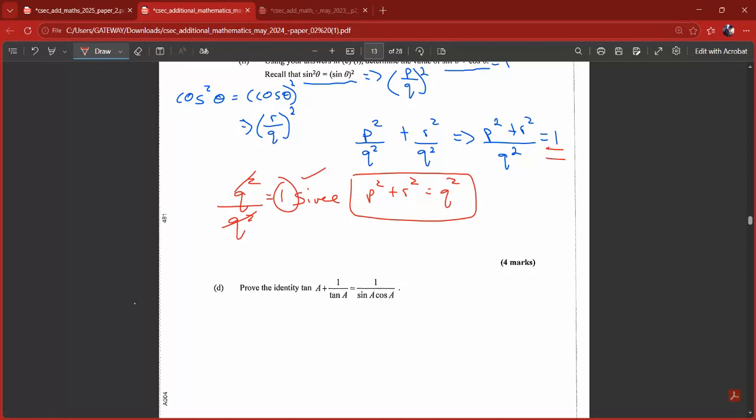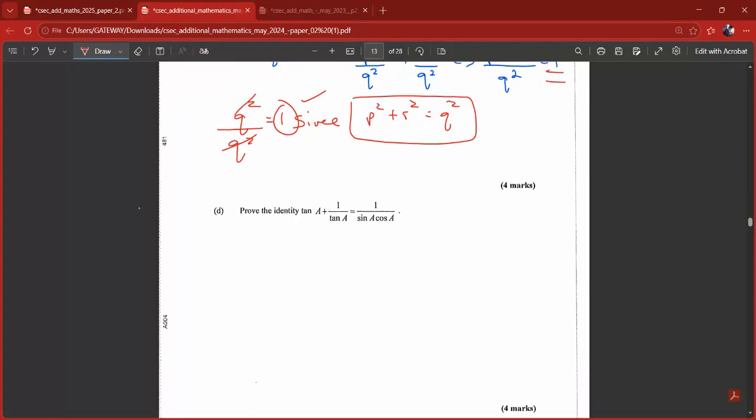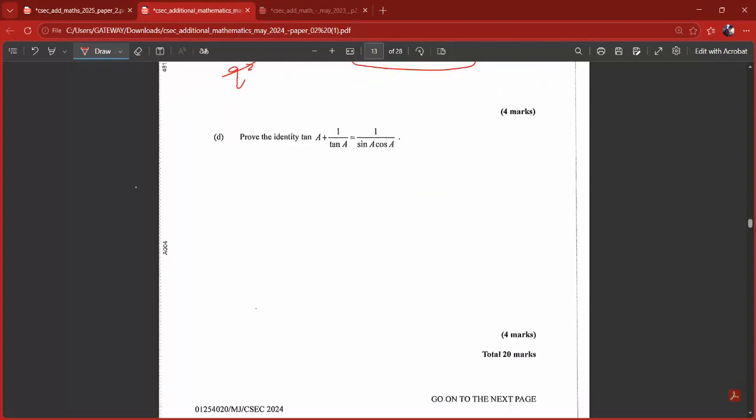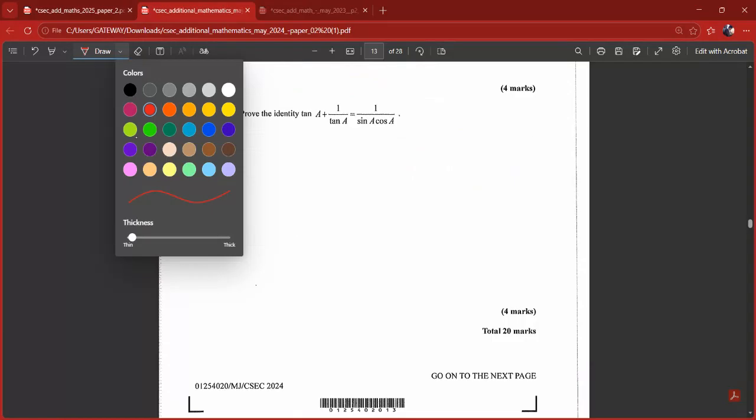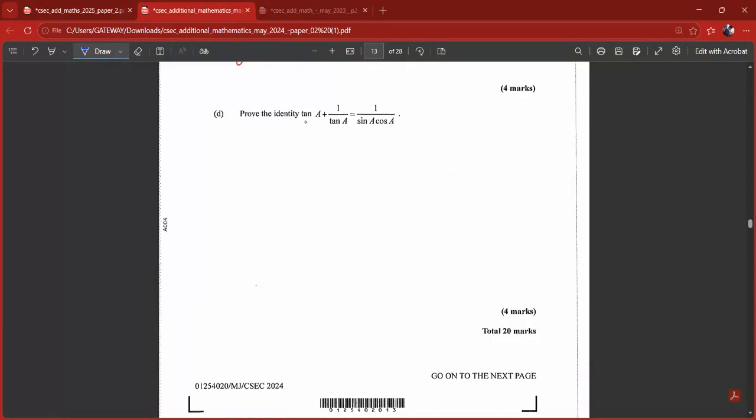Understand this, right? Alright, so we're going to try the last one here. Now, prove that tan A plus 1 over tan A is equal to 1 over sine A cosine A. So I will take the left hand side here, and allow it to be equal to the right hand side.